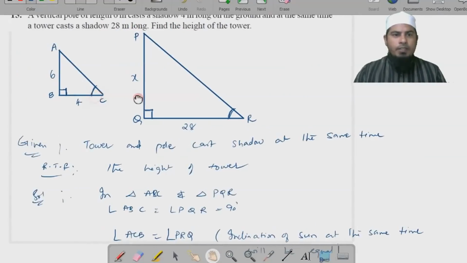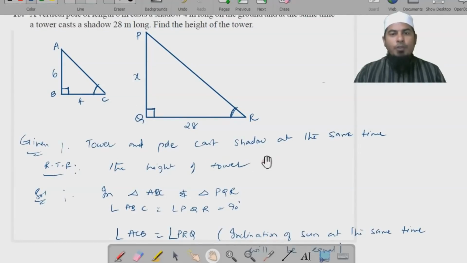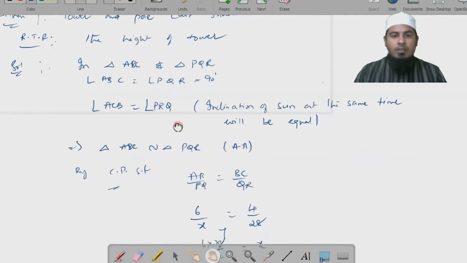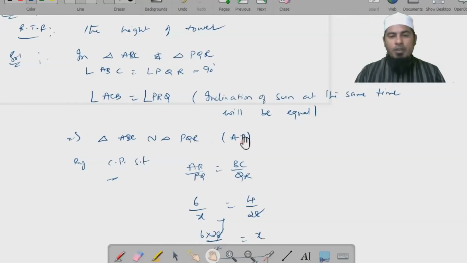So in the discussion, the tower and pole cast shadows at the same time. Because at the same time the inclination angles will be equal, these two triangles are going to be similar, because angle ABC and angle PQR are 90, and angle ACB and angle PRQ are the inclination angles of the sun at the same time, so they will be equal. Triangle ABC is similar to triangle PQR by AA.